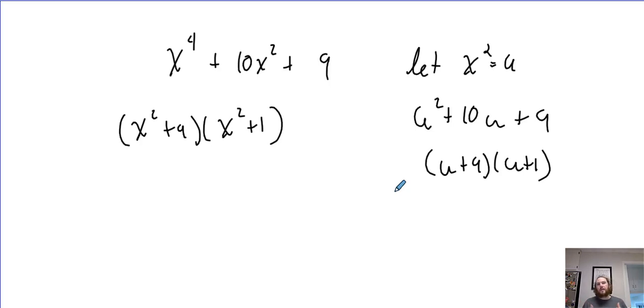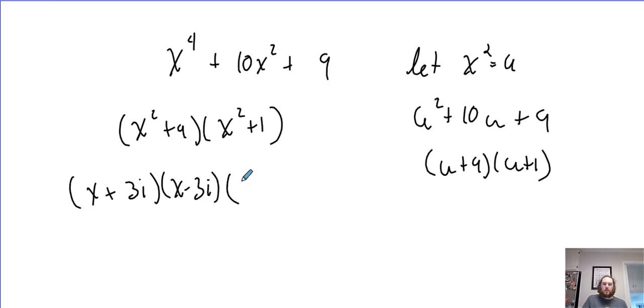But again, now that we have complex numbers, we can actually factor this thing if we're thinking in terms of imaginary numbers. The way that we would do that is just like a difference of squares, except we have to think about that i being there. So x squared plus 9 becomes x plus 3i and x minus 3i, and x squared plus 1 becomes x plus i and x minus i.